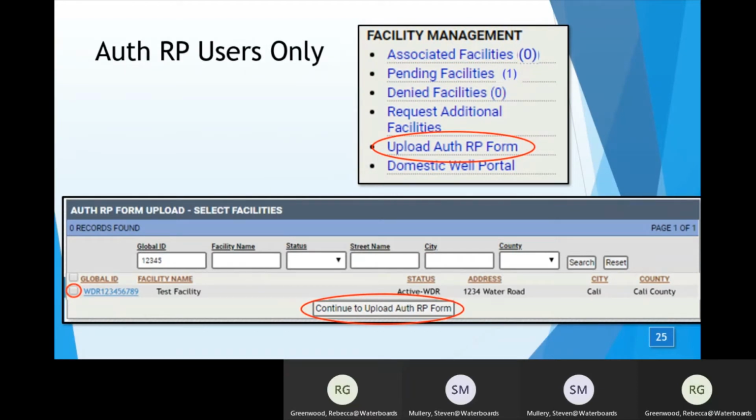Again, for authorized RP agent users only, click on the Upload Auth RP Form link under the Facility Management section. Your facility should already be listed in the middle of the page. Just select the checkbox and then click on Continue to Upload Auth RP Form button. You would then be sent to a page prompting you to upload a PDF copy of the form. Next slide.